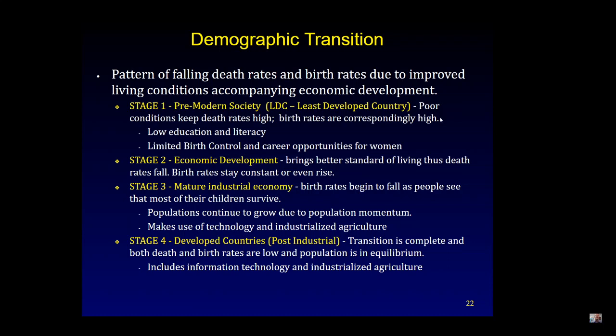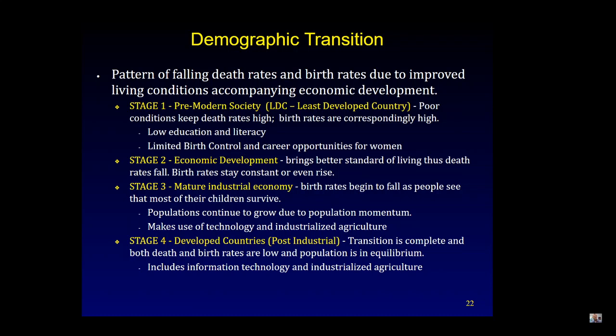Why? Because you're having these huge families. You're having 10 to 12 kids, because you kind of expect, well, they're going to die. A lot of them won't survive. So this is stage 1: low education, low literacy. Very little birth control and career opportunities for women, so they just have many large families. So this is kind of stage 1, where you're having tons and tons of babies, and a lot of you are dying at the same time. So lots of deaths, lots of babies.